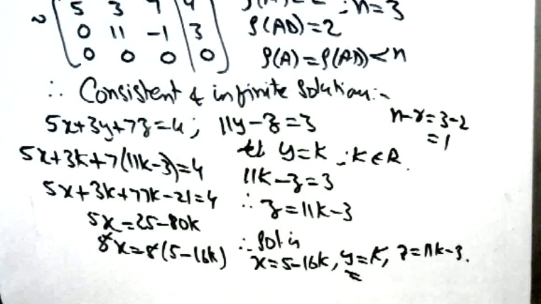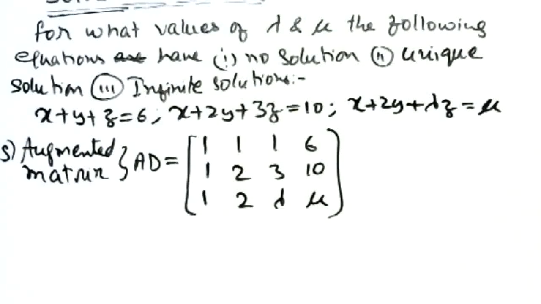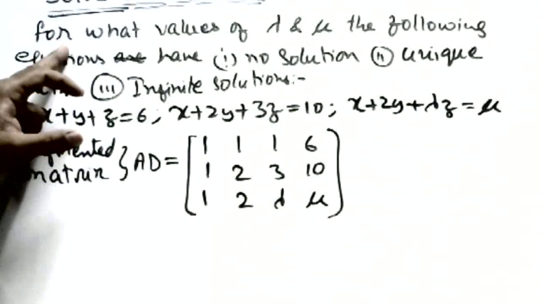So this is the procedure to solve when the equations give an infinite solution. One of the values must be taken as k. Let me continue with other questions. Now you see here, next question.